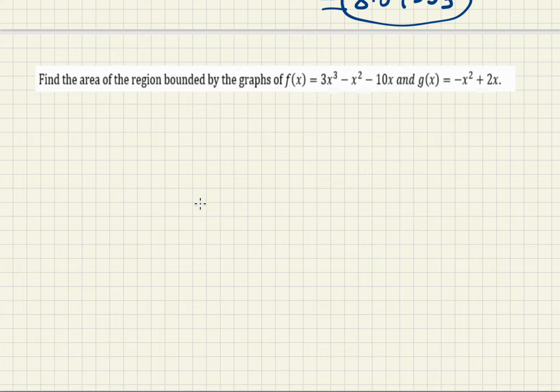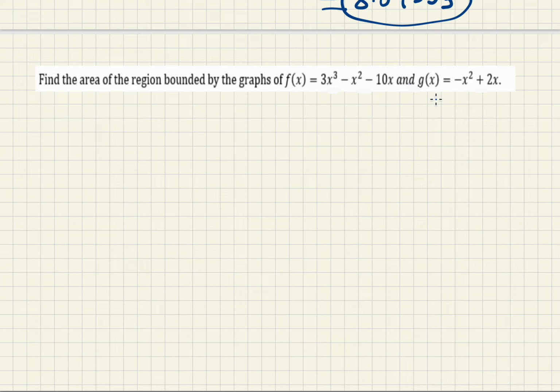Next question, find the area of the region bounded by the graphs of f of x equals 3x cubed minus x squared minus 10x and g of x equals negative x squared plus 2x. Now looking at this, we know that f of x equals y and g of x is equal to y as well.